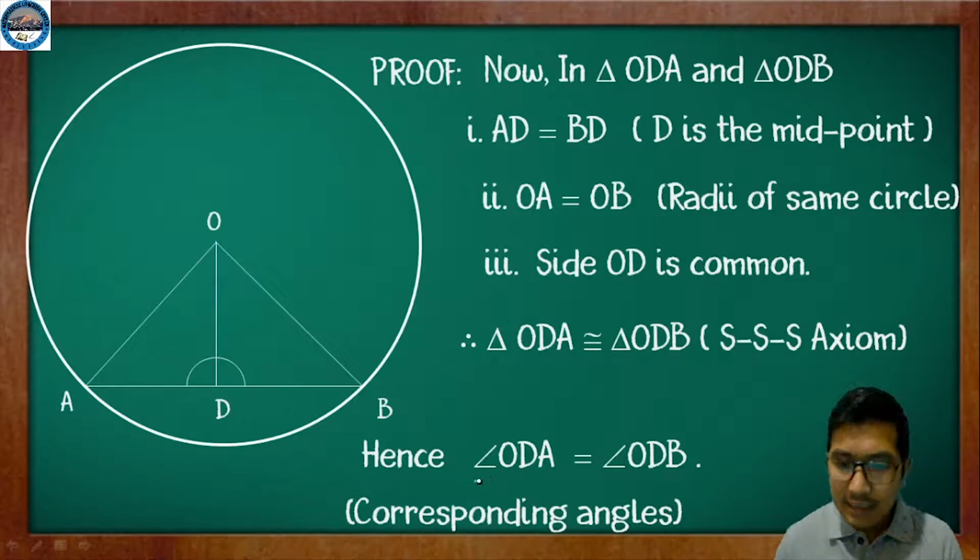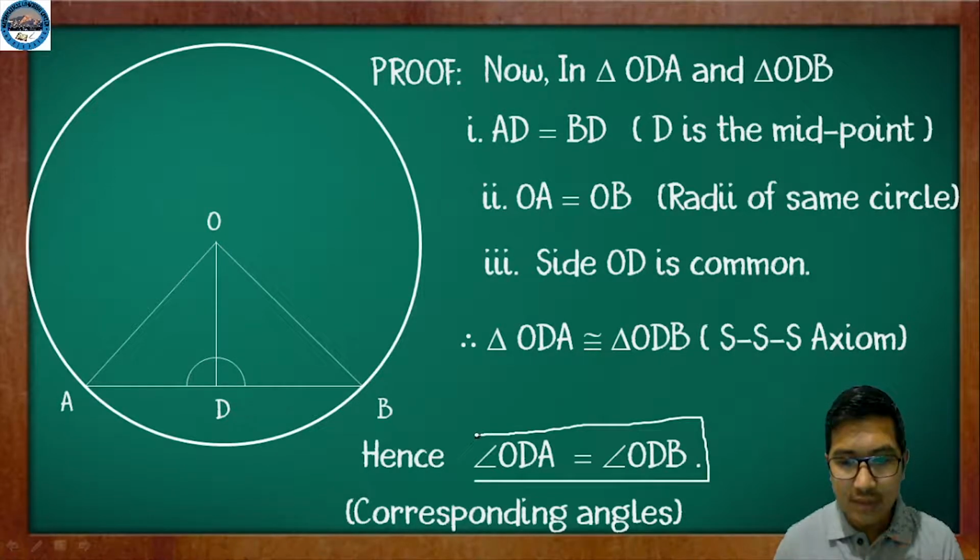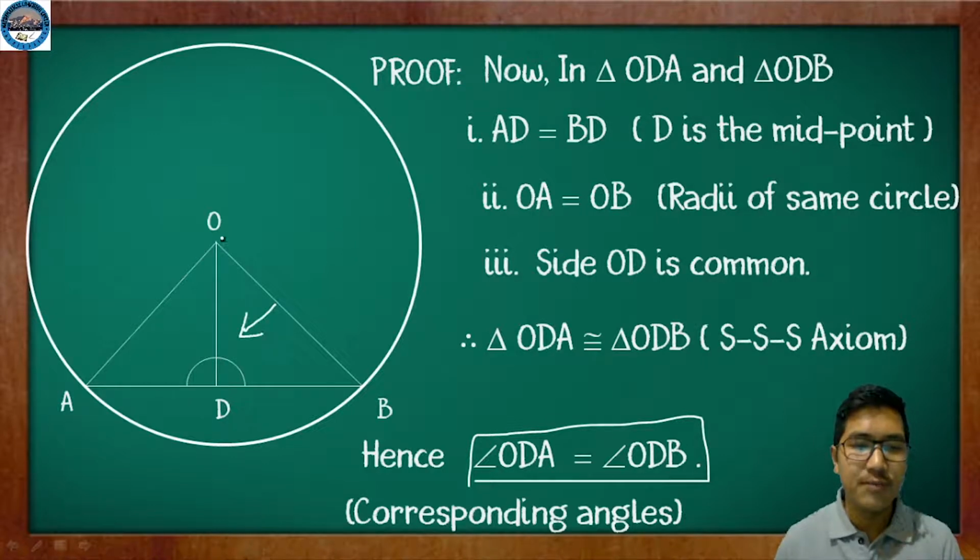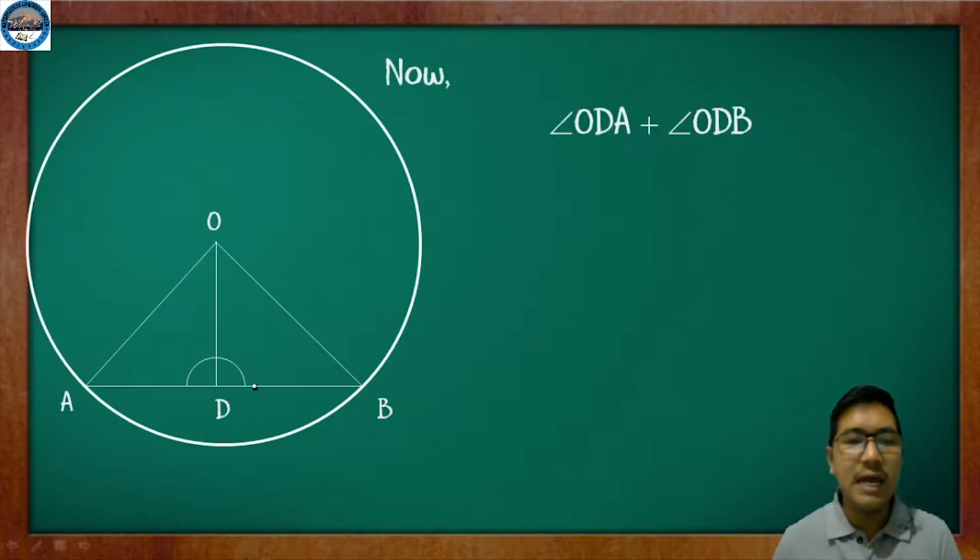So we now know that these two angles are equal because they are corresponding, meaning they are opposite to the equal sides. OB is equal to OA, so opposite to OA we have angle ODA, opposite to side OB we have angle ODB, so these two angles will also be equal. Now if we have that, what do we exactly get from these two angles being equal?